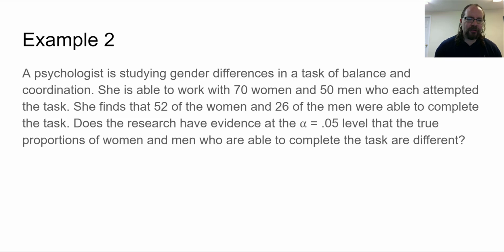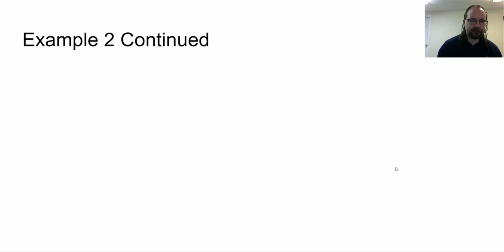So obviously our question is, does the researcher have evidence at the alpha equals 0.05 level that the true proportions of women and men who are able to complete the task are different? Now one thing you should note here is it says different. It's not saying that one is greater than or less than the other, which, if you recall from our previous lessons, tells us this will be a non-directional test.